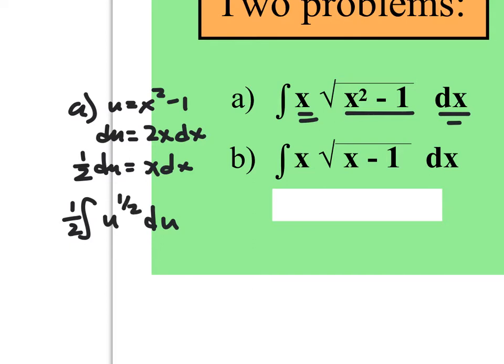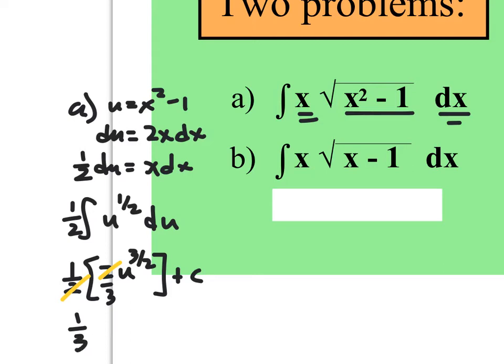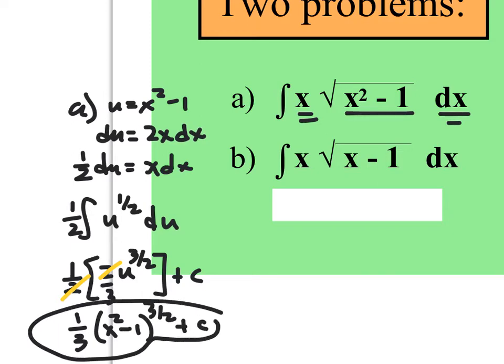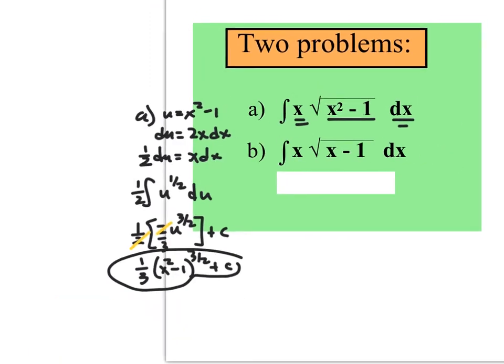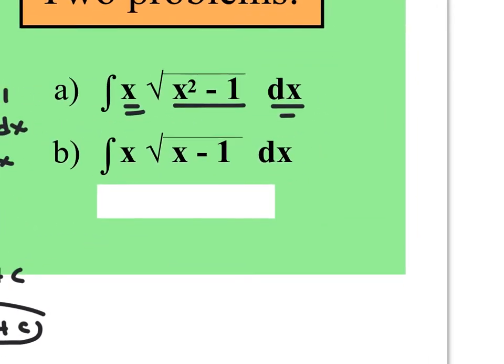So it looks like I would get 1/2 u to the 3/2 times 2/3 plus c. So the 2's would cancel. I'd get 1/3 u to the 3/2. So that would be x squared minus 1 to the 3/2 plus c. Cool. So why am I doing this again? Because there are scenarios where u substitution doesn't work, like part B.